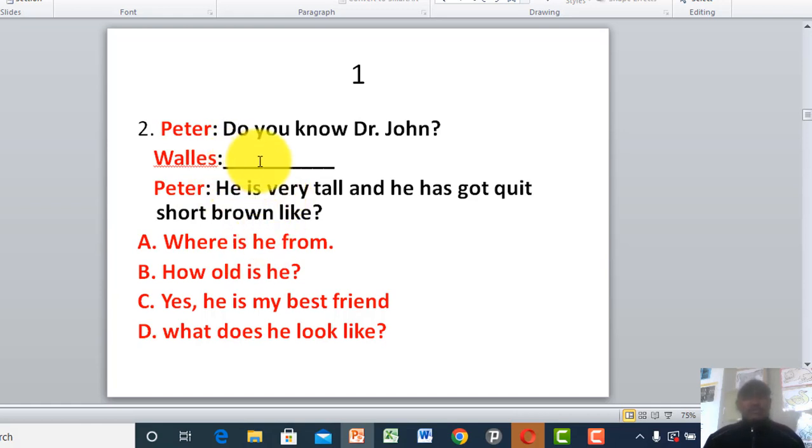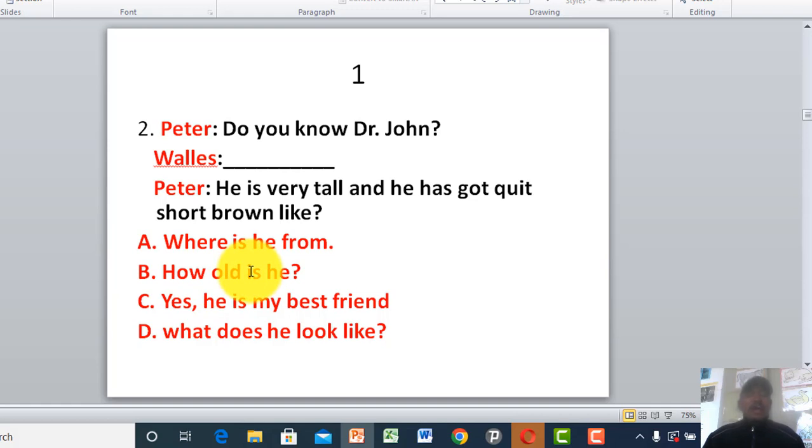If he asks "Where is he from?", is that possible? Is it the appropriate response? No, where he is from is not the answer. "How old is he?" He may be 35, 20, or 23 years old, but that is irrelevant here. "He's my best friend" is also not the intent of the question, whether he is your best friend or not. So this is not the appropriate response either.